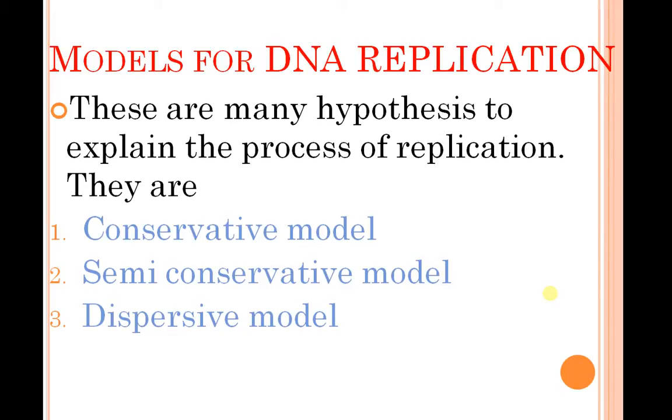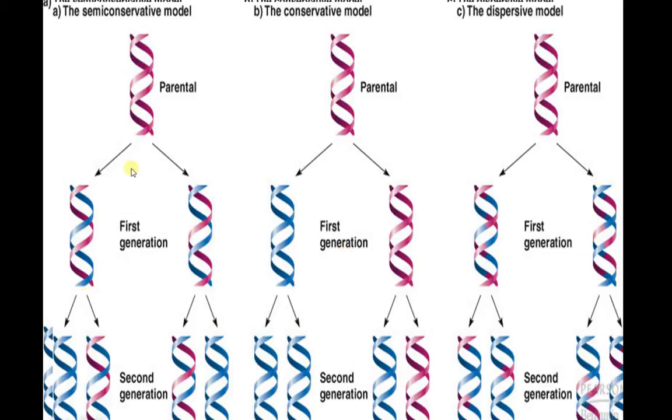This is apoptosis. Now for the models of replication, we will see the different types: the conservative, semi-conservative, and dispersive models. There are three types of models. In the semi-conservative model, one strand is from the parent and the other is complementary DNA. In the conservative model, the parent double strand stays intact and a completely new double strand is synthesized. In the dispersive model, there is mixing of old and new DNA.